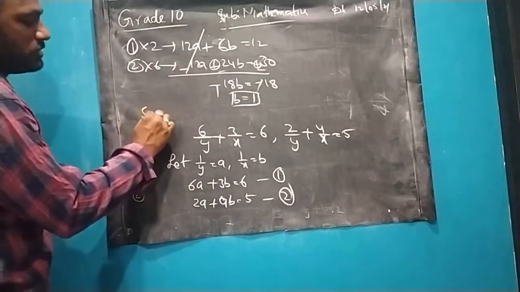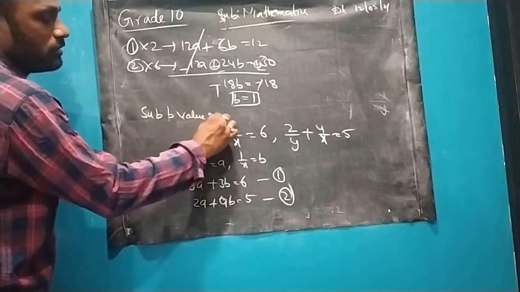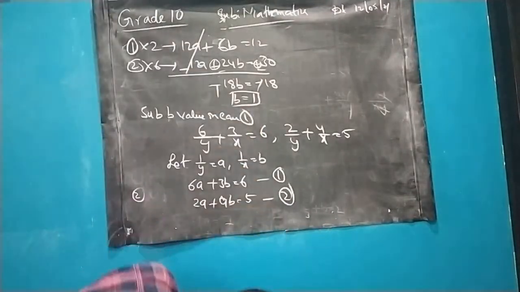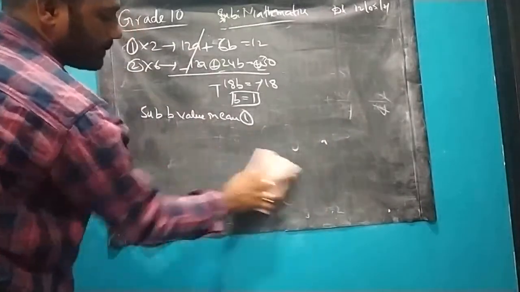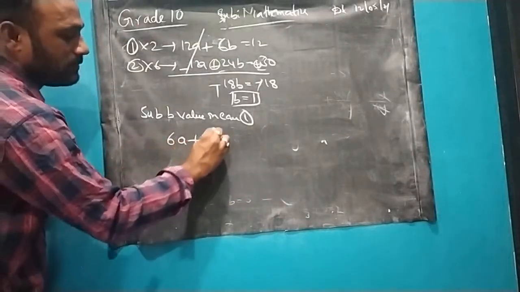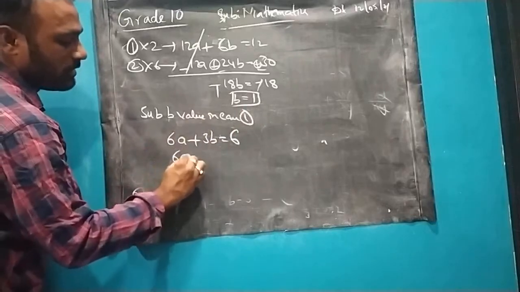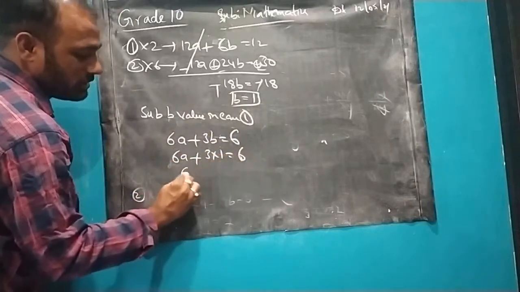So substitute b value in equation 1. Let me substitute b value in equation 1. So 6a plus 3b is equal to 6. B value is 1 now. So it will become 6a plus 3 into 1 is equal to 6.